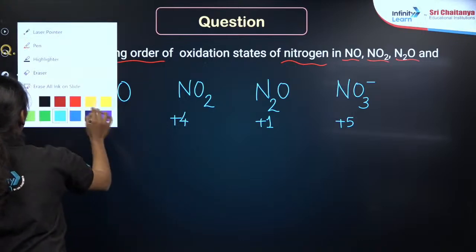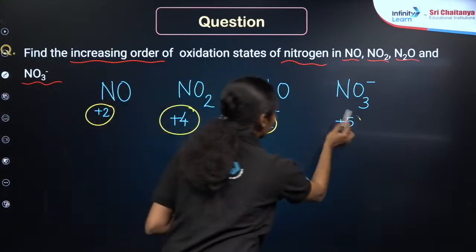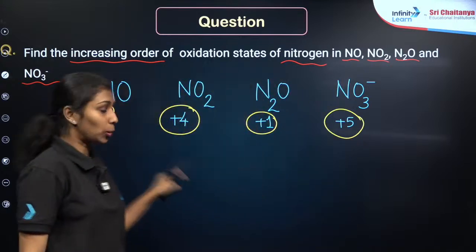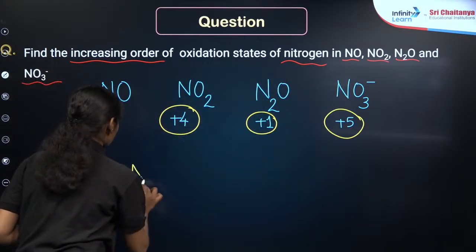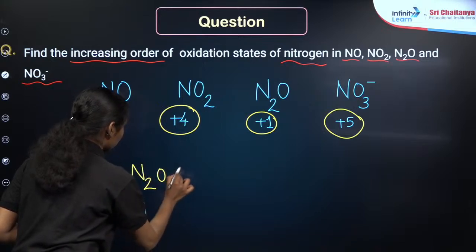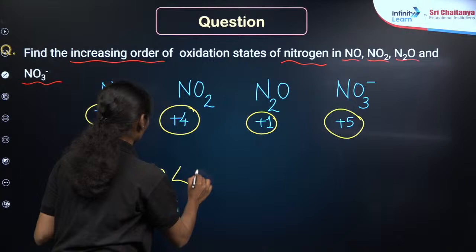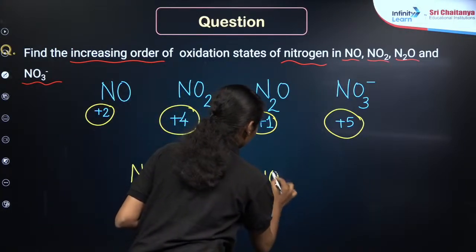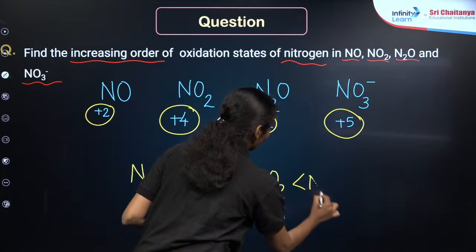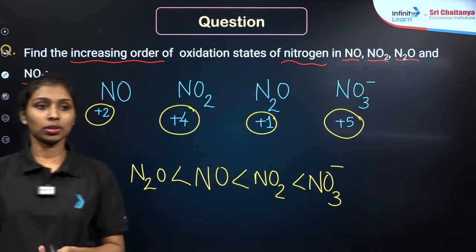Okay, what will be the order? We have to find out the increasing order, right? So start from the least one. If I am taking the least one, this is N2O, right? Then what is the next one? NO, having the oxidation number of +2. Then NO2, then the last one NO3 minus, having the oxidation number of +5. Is it clear?